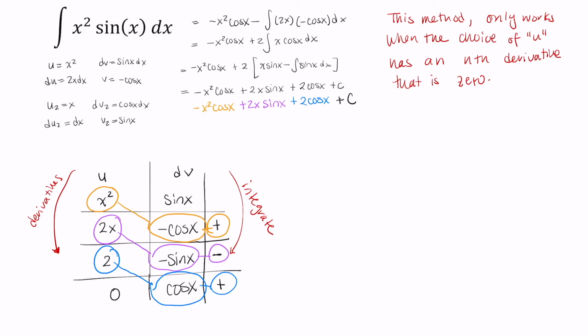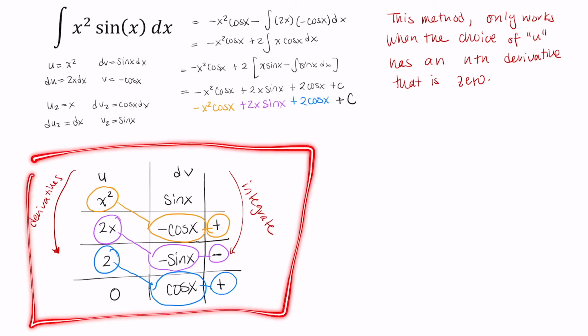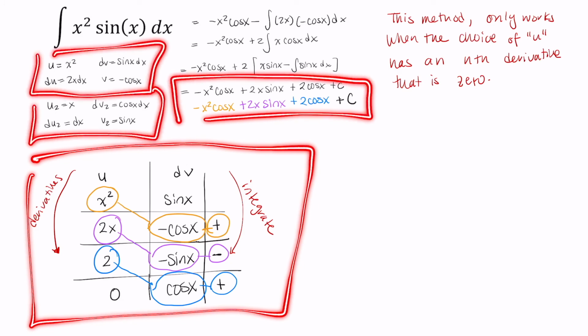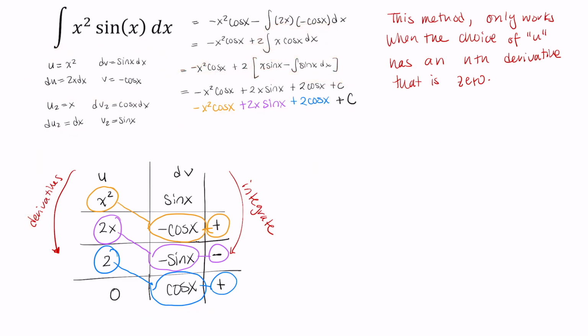Hopefully you can take from this that integration by parts using a table can be a lot easier. You will end up with the same answer, and you don't have to do parts multiple times as we did here, which involved tracking 2 times, again, the integral here, which was done by parts. Now, if you're going to use this method, it only works if your choice of u has an nth derivative of 0. I hope this video was helpful.